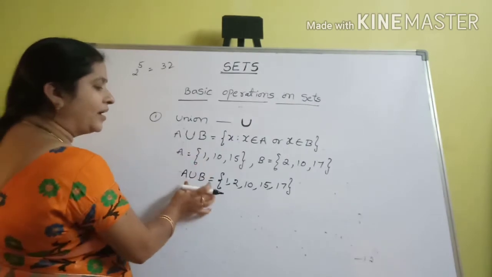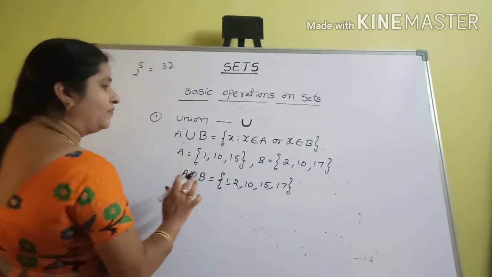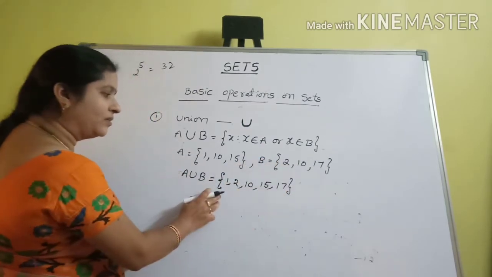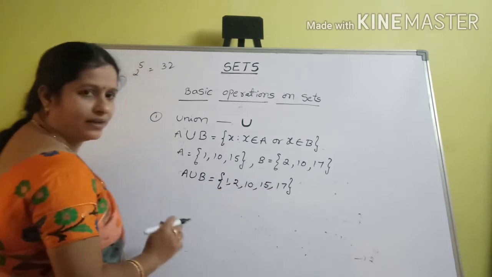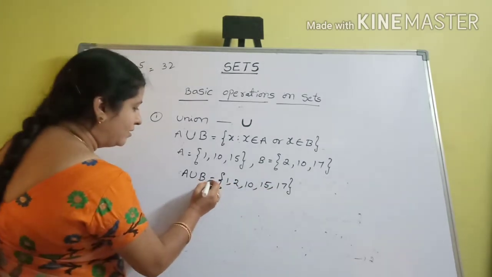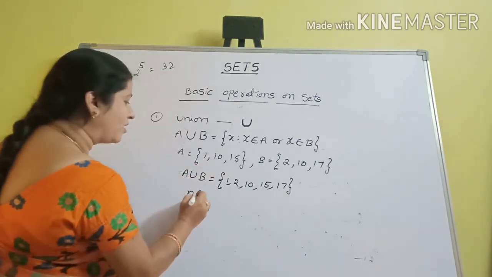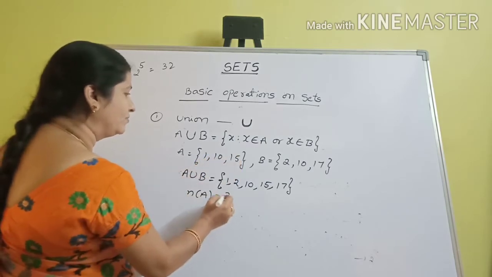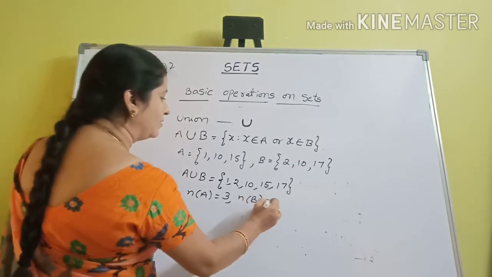How can you find the A union B for given 2 sets? Suppose A equals 1, 10, 15, B equals set of 2, 10, 17. A union B equals set of 1, 2, 10, 15, 17. Okay. So suppose here n of A equals how many elements in A? 3. How many elements in B? n of B equals also 3.